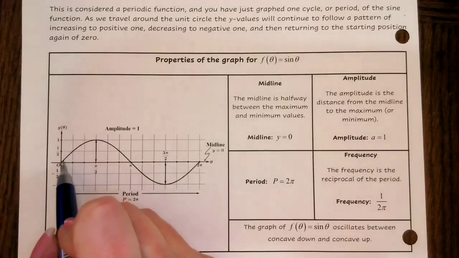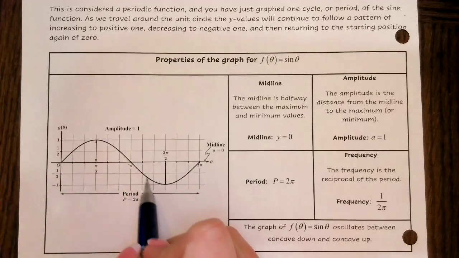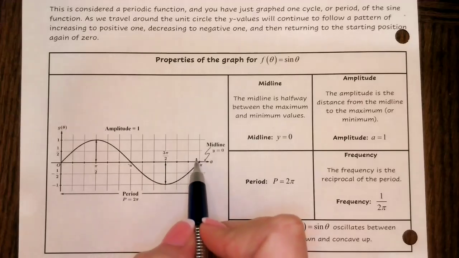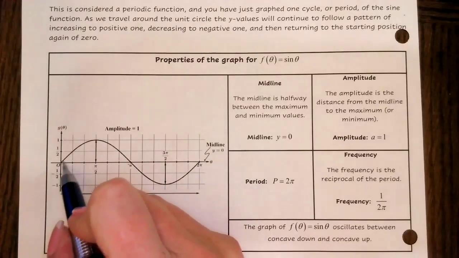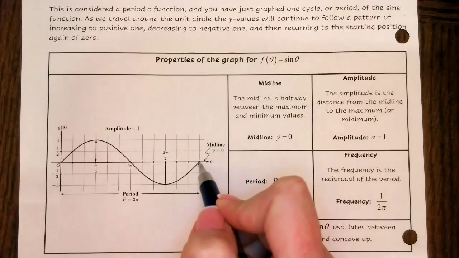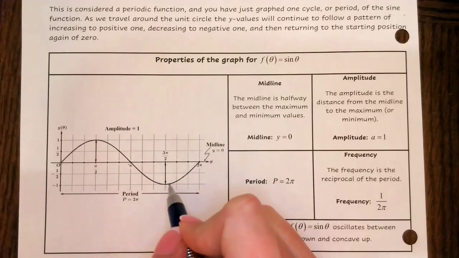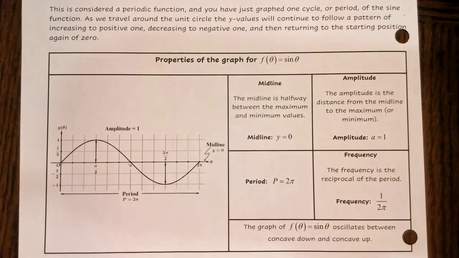We see that it is concave down on this section and then concave up on this section. Our graph is increasing here and here, and then decreasing from here to here. So all of those terms that we talked about, that vocab we used in Unit 1, we're going to continue to use as we talk about graphs, in particular our sine and cosine here.